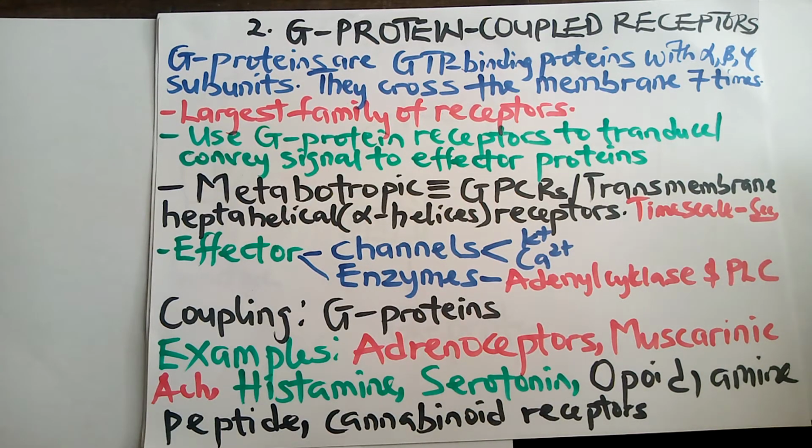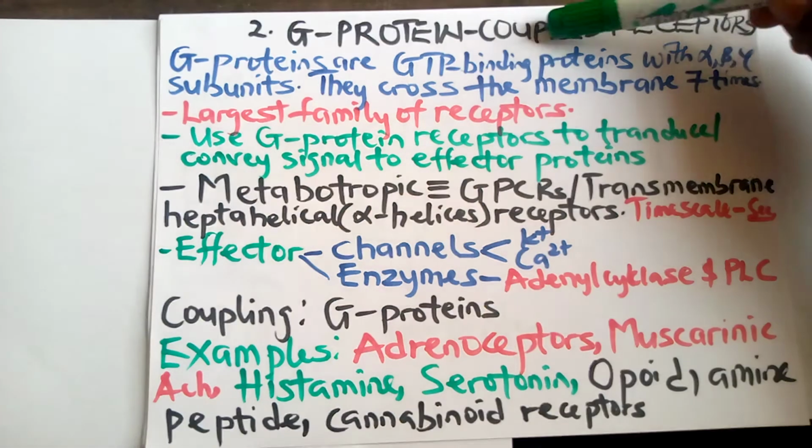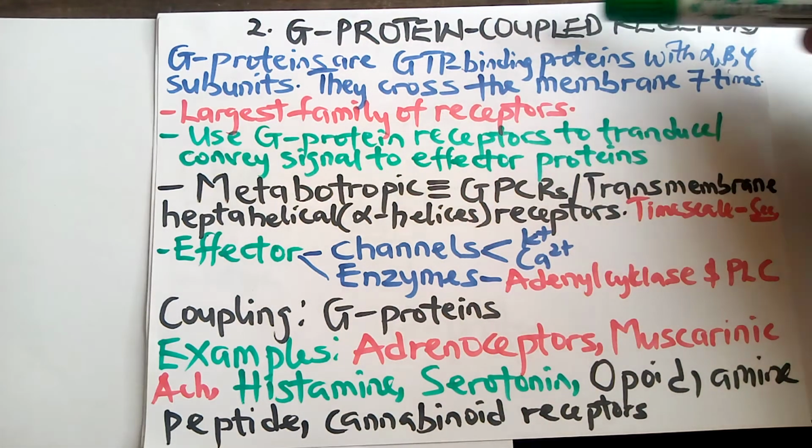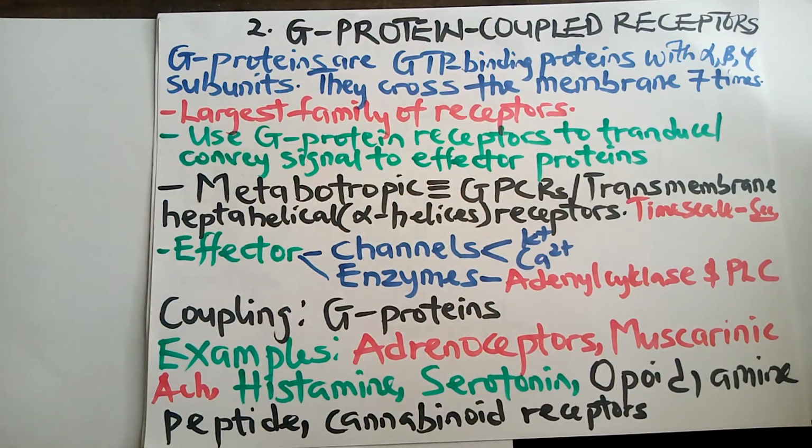Okay, the second group of receptors we have are called the G protein coupled receptors. They are called G protein coupled receptors because these receptors are usually bound to G proteins. So receptors that are bound to G proteins are called G protein coupled receptors. G proteins are usually GTP binding proteins, guanosine triphosphate binding proteins, and they have alpha, beta, and gamma subunits.